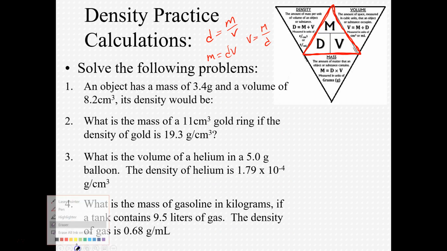All I would have to do is cover up volume, and whatever's left, so I find volume. So in this case, in order to find volume, because mass is on top of density, I would take mass divided by density. Pretty cool trick.